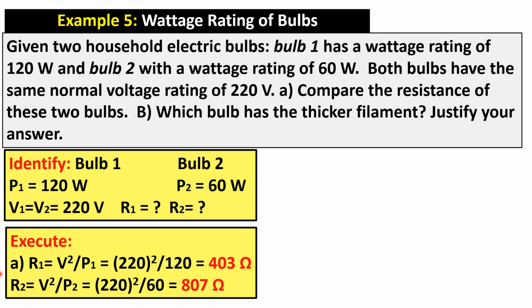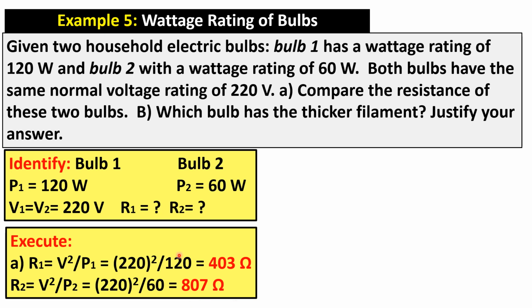While for bulb 2, the formula is the same, it's just that we use a different value for the power. So the same voltage, 220 volts, squared, divided by 60 watts, and we will get 807 ohms, almost twice. R1 is just half the value of R2.